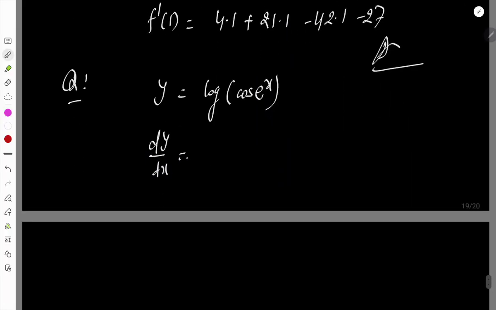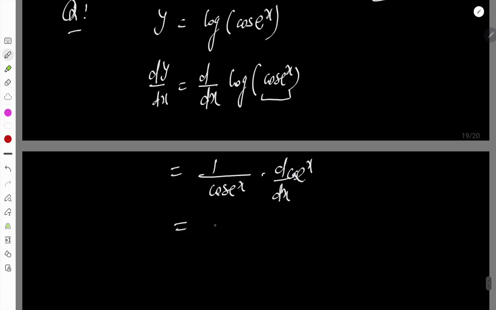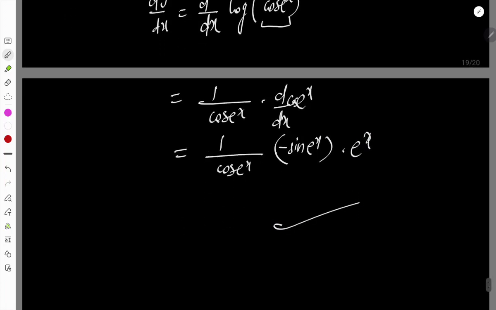dy by dx of log cos e power x. You will say, sir, log e power x, first it is like log x, so 1 by cos e power x. This question is already done. So again dy by dx of cos e power x: 1 by cos e power x, cos e power x derivative will be minus sin e power x. Again e power x derivative will be e power x. So I think this is done.